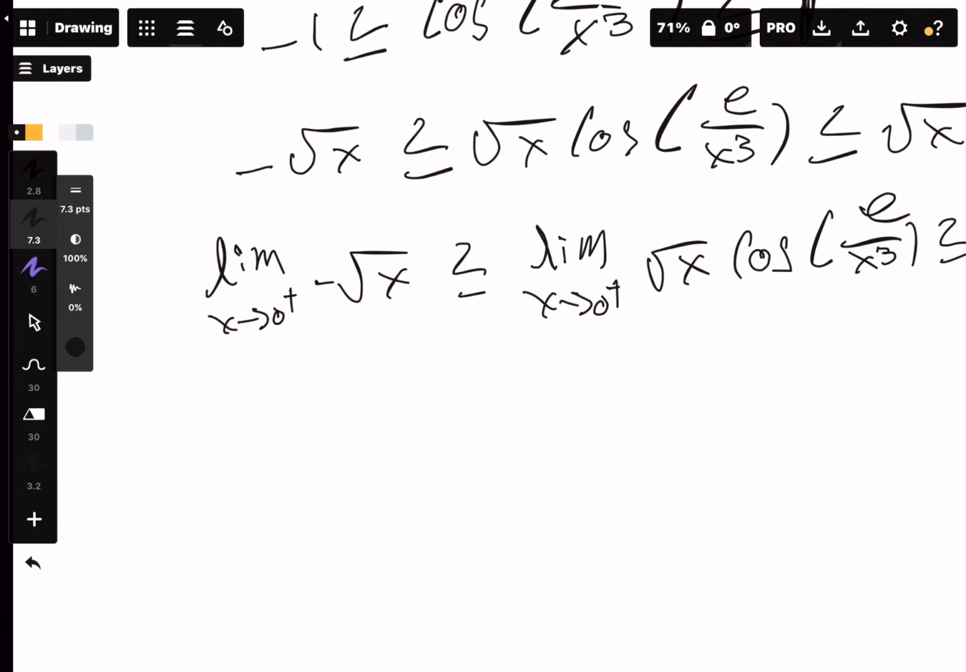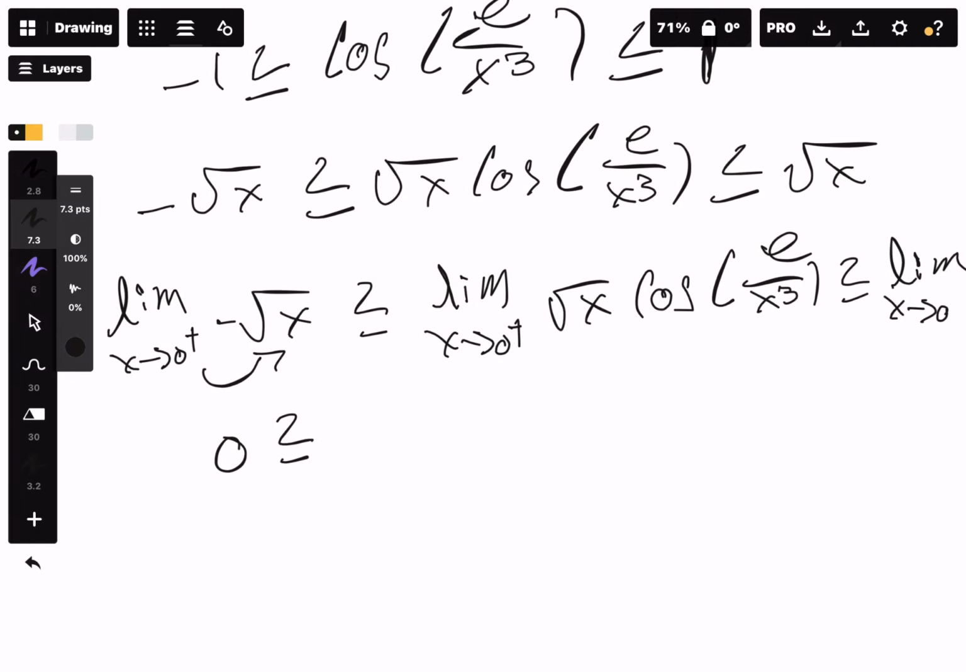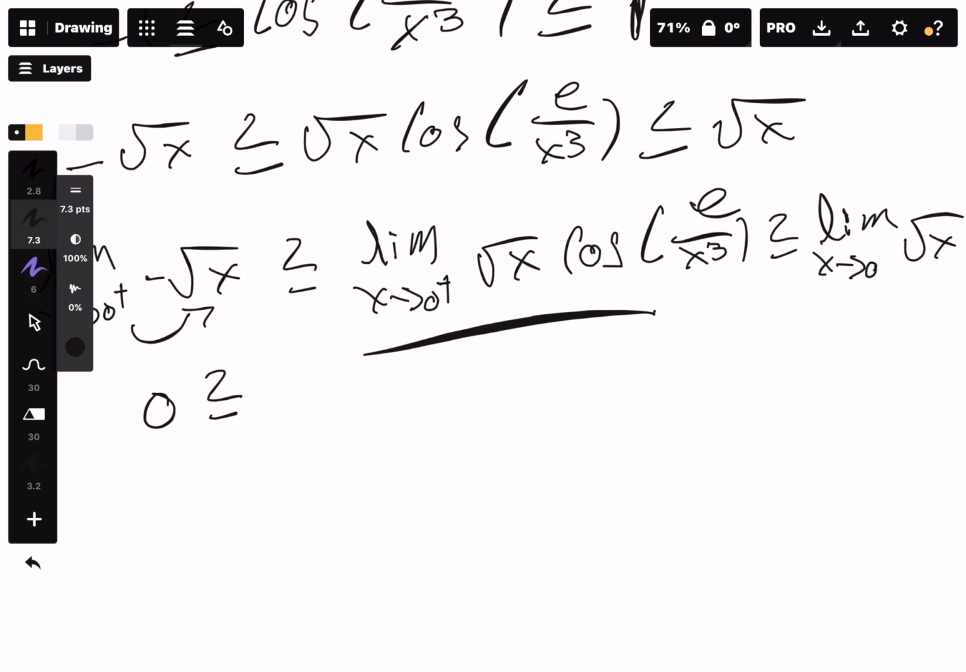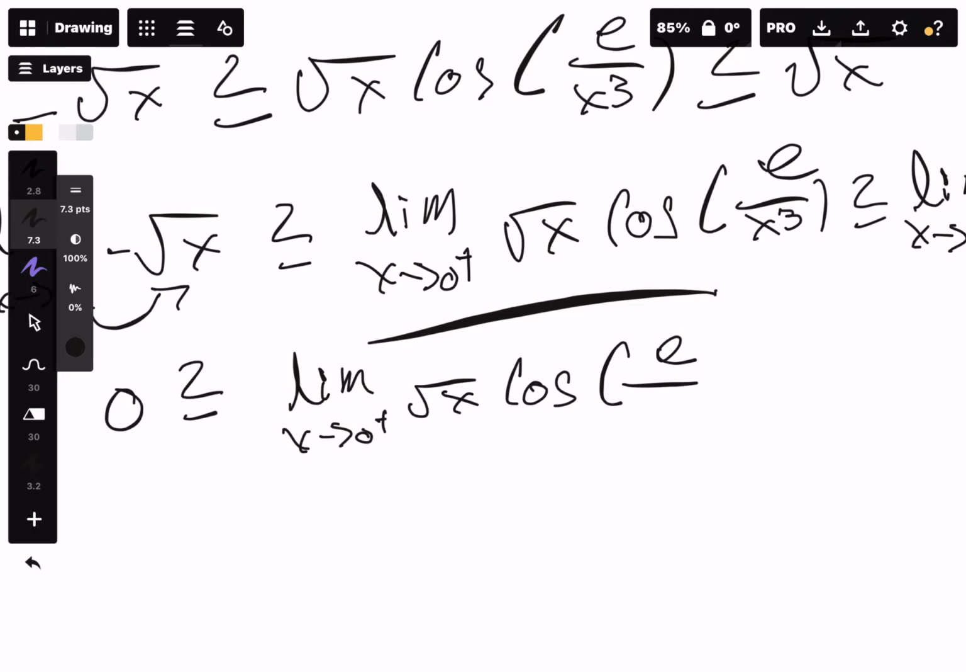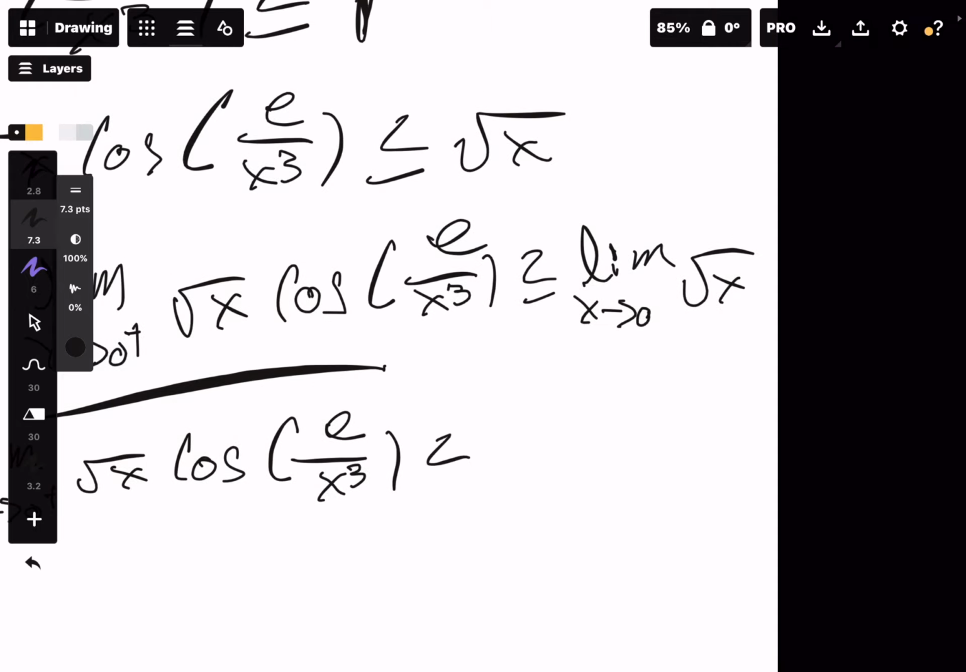When we plug in 0 in here, we get 0. However, we can't evaluate anything here yet, since we're doing the squeeze theorem. So we just have to evaluate the left and the right side of this. So we just leave this as it is. Cosine of e over x cubed is greater than or equal to 0.